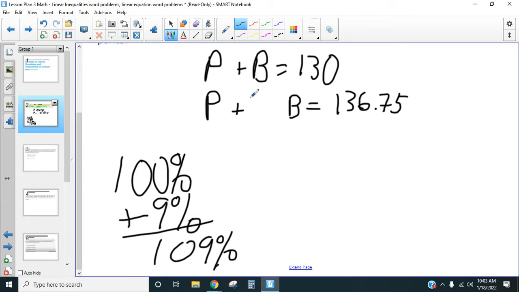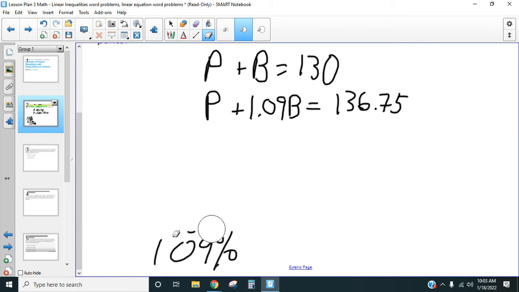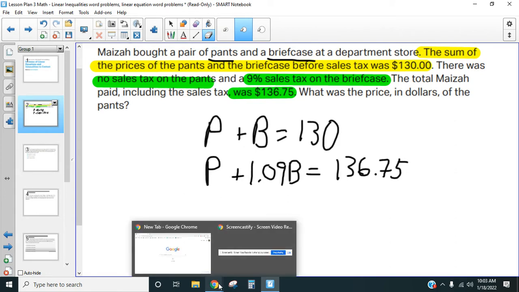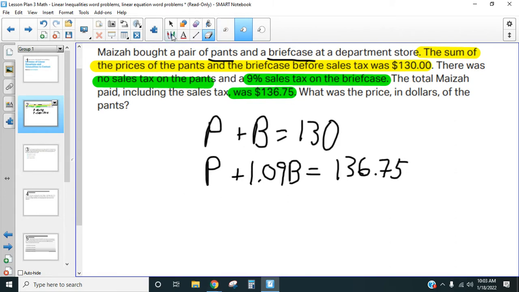So what would I write in this little space here? Would I write 109? Yeah, 1.09. There you go. So that's the other equation there. Now, I'm going to pause this real quick, and let's see if you can solve, now that we have the two equations, for one of them, right? Keeping in mind that eventually the main point says, what was the price of the pants? So eventually you have to solve for letter P, okay?